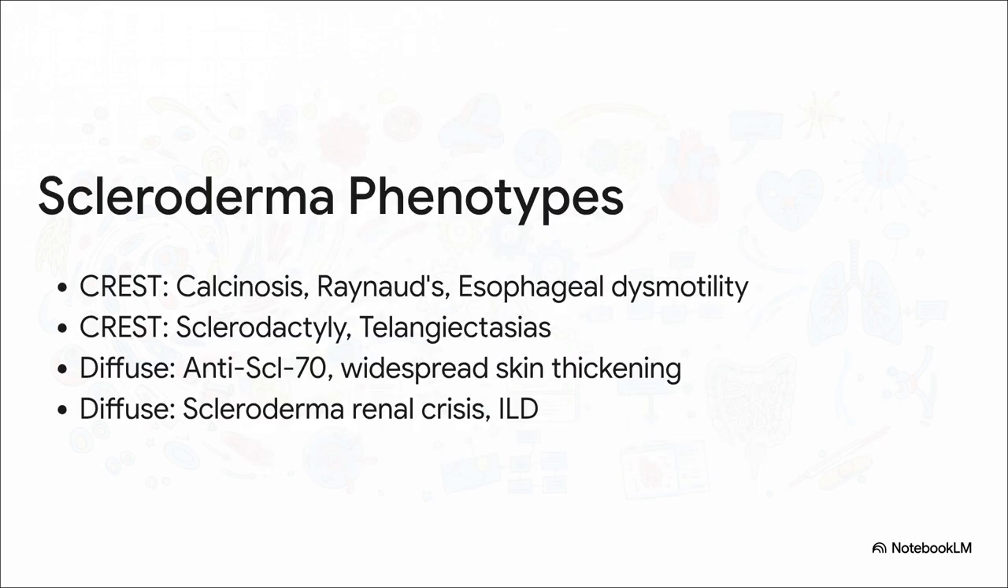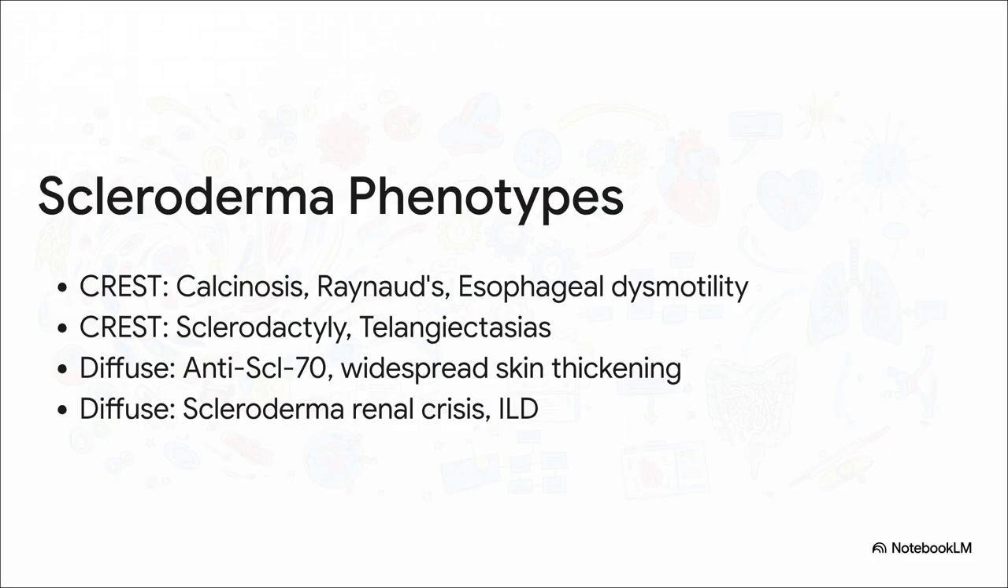On the one side, we have the limited phenotype, which you probably know historically as CREST syndrome. This is driven by anti-centromere antibodies. It features calcinosis cutis, severe Raynaud phenomenon, esophageal dysmotility, sclerodactyly, and telangiectasias. But crucially, and write this down, it carries a massive risk for isolated pulmonary arterial hypertension.